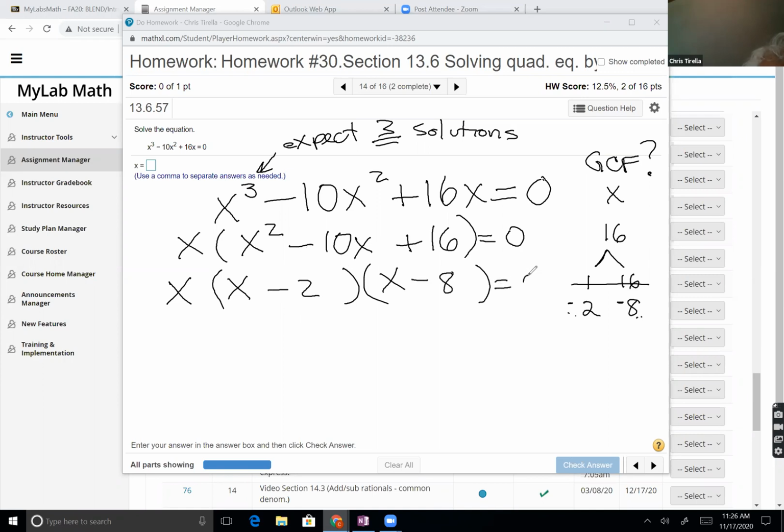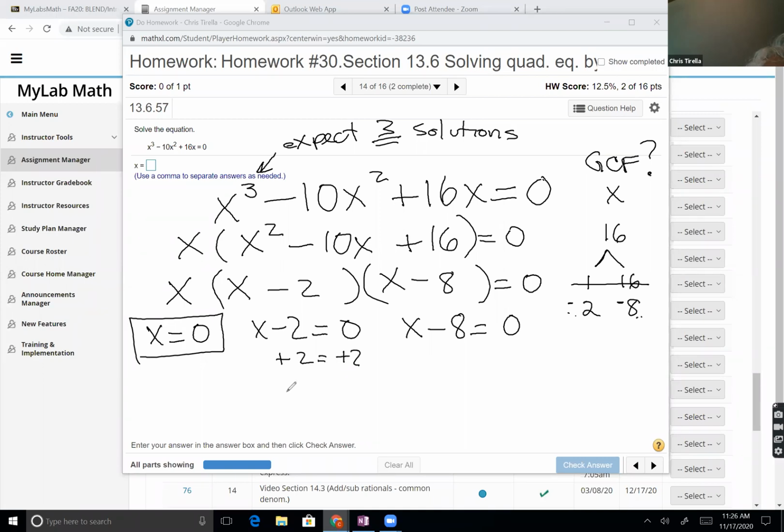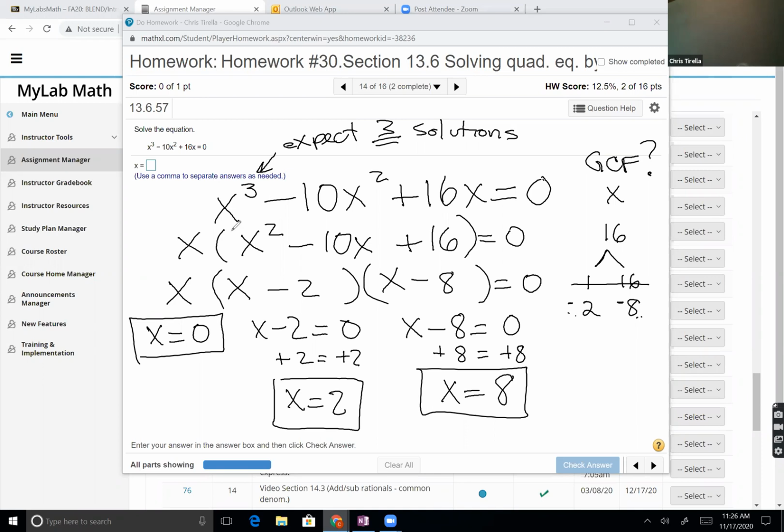I apologize, I misspoke. And now I have to set all 3 of the factors equal to 0. And with solving, this one gives me x equals 0. Adding, this one would give me x equals 2. And in the same way, adding, the third one gives me x equals 8. And you see how, because it was third degree, we did indeed get 3 solutions. How fun is that?